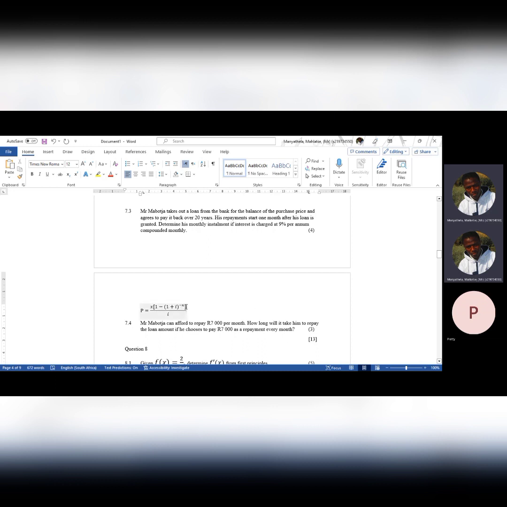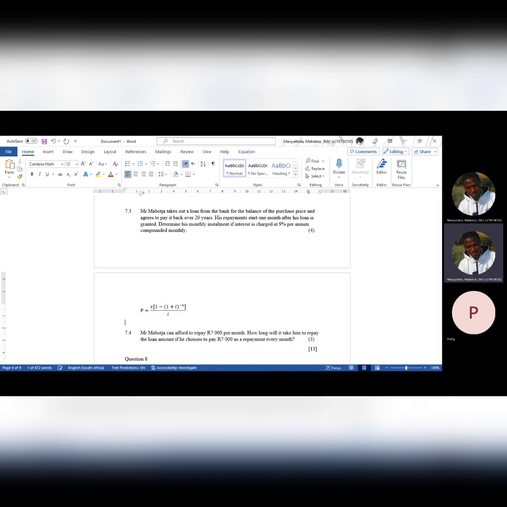So if you want the value of X, let me just copy this thing because I'm going to need it. This is how to calculate X. Okay.